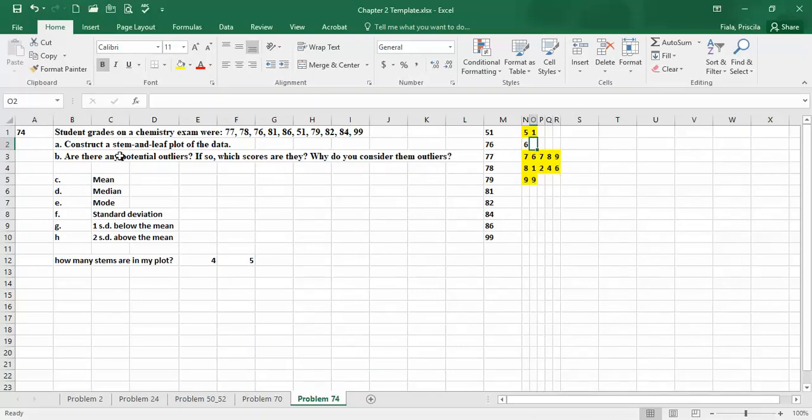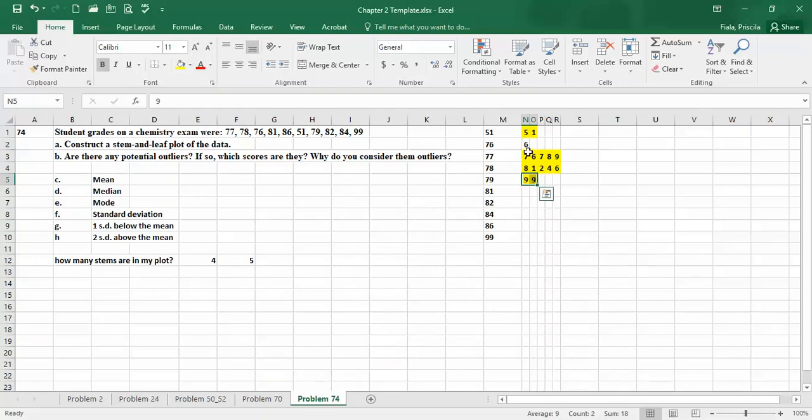Okay, so now the question is asking you, are there any potential outliers? Outliers are the ones that don't fit the data. I don't know if I mentioned that before, so I'm mentioning it right now. If you're talking about simple linear programming, you will learn that anything above two standard deviations is considered an outlier. That's why I'm going to cover it here. But just by looking at it, you could potentially say that 51 and 99 are outliers.